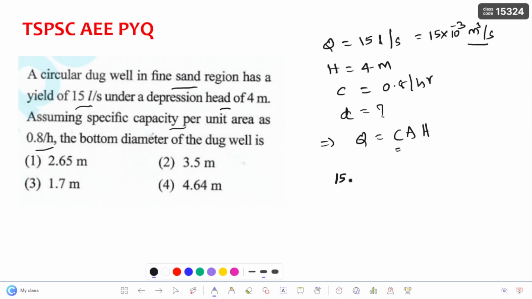Discharge is nothing but 15 into 10 to the power minus 3, which is given, and C is 0.8. We have to convert this per hour to per second, that is 60 into 60. We have to find the area, that is pi by 4 into d square, and we have to find the diameter from this area expression, into height, which is 4 meters. Let us find the diameter.